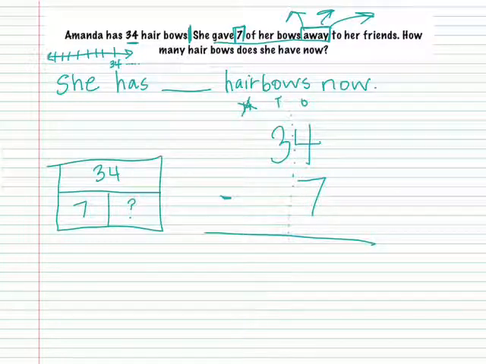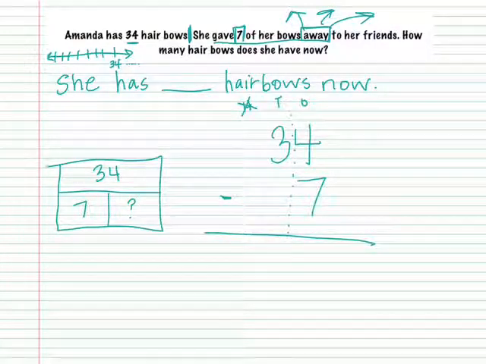If the bottom number's bigger, better borrow. If the bottom number's bigger, better borrow. Say hello to the tens. Here's the tens. I'm pausing my song. Say hello to the tens. Friend, I need to borrow your 10. If the bottom number's bigger, better borrow.